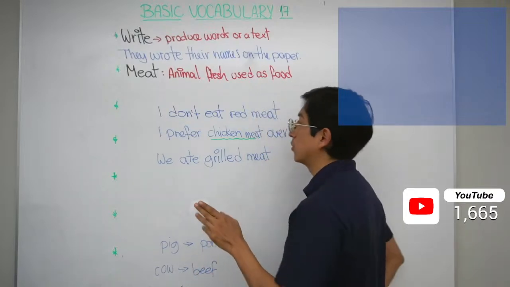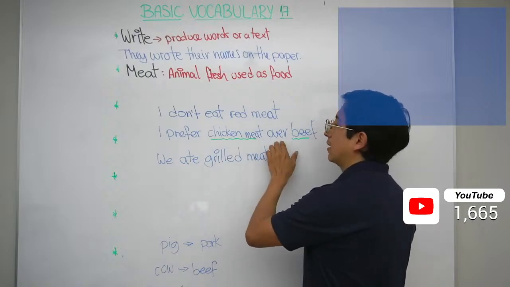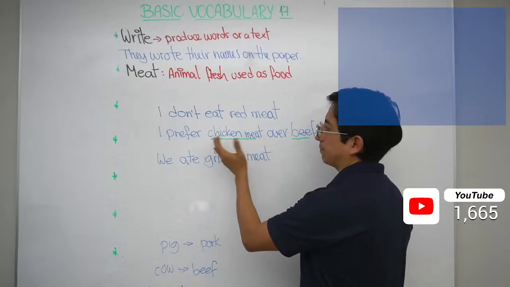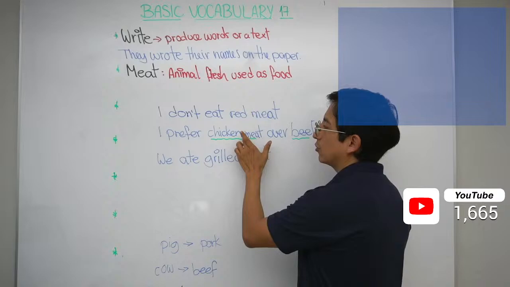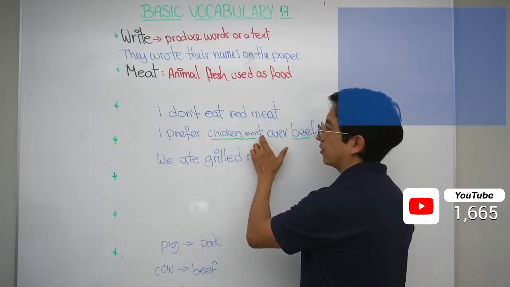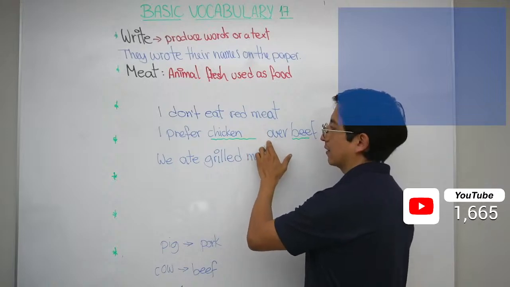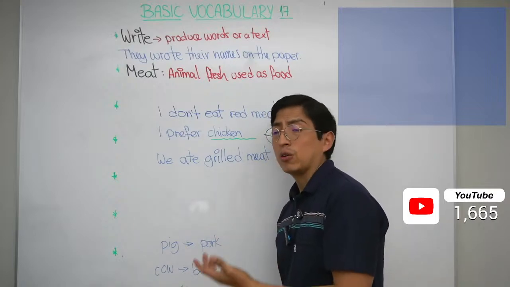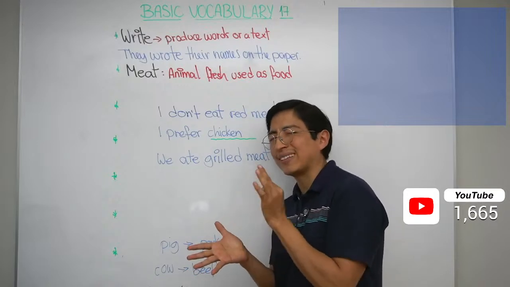Porque meat no solamente aplica a un solo animal, sino que se puede referir a varios animales. Segundo punto, yo puedo especificar: I prefer chicken meat. Yo prefiero la carne de pollo a la carne de ternera. Pero lo normal es que esté implícito. Cuando digo yo prefiero el pollo, obviamente no nos referimos al animal, sino a la carne. Igual con el pescado, puedo decir la carne de pescado, solo si quiero hacer énfasis.